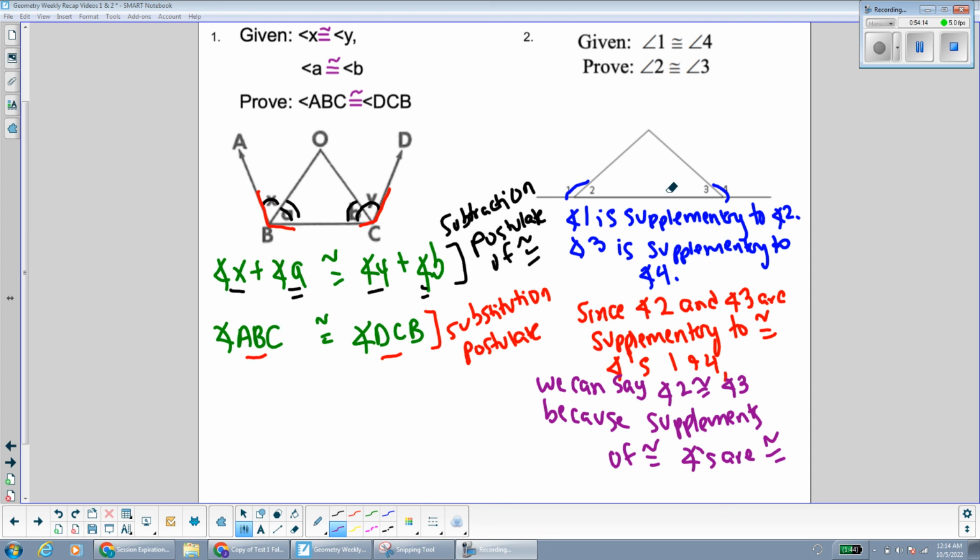In number 2, we have supplementary angle relationships. We have linear pairs. So we can use our new theorem that says supplements of congruent angles are congruent. You might want to take a second and pause the video so you can read through the explanations and make sure that you understand them because the video is about to end.